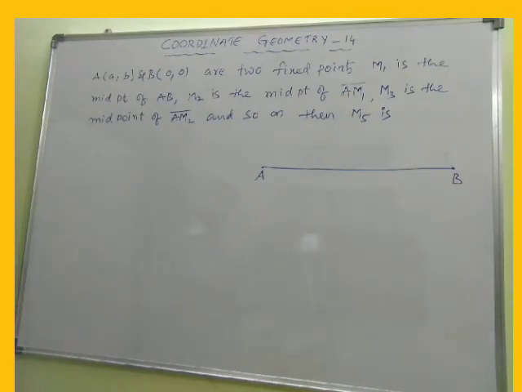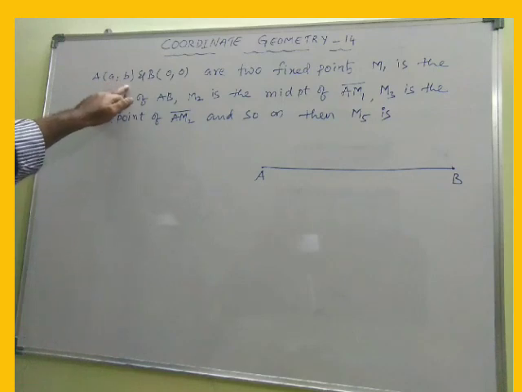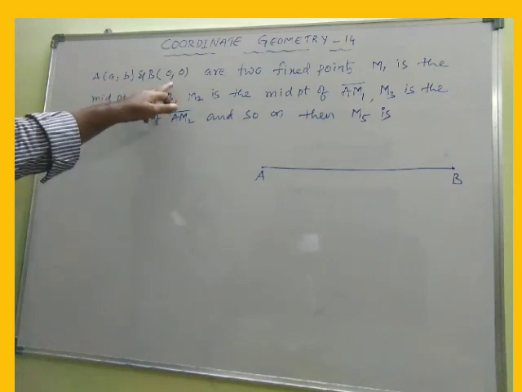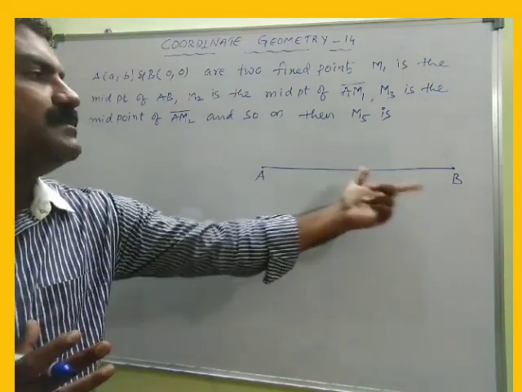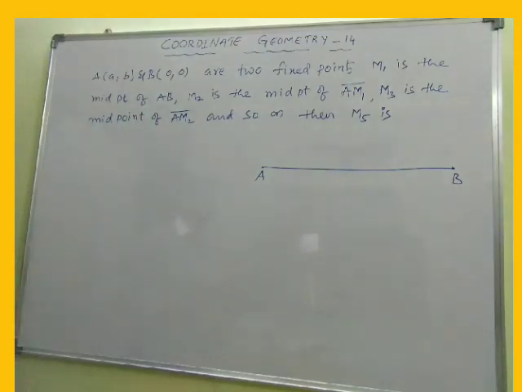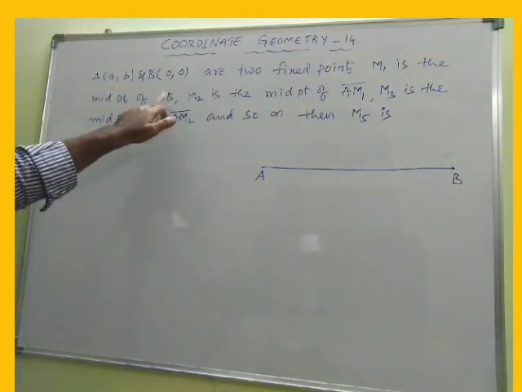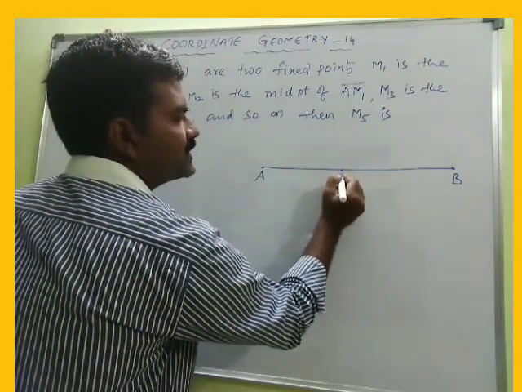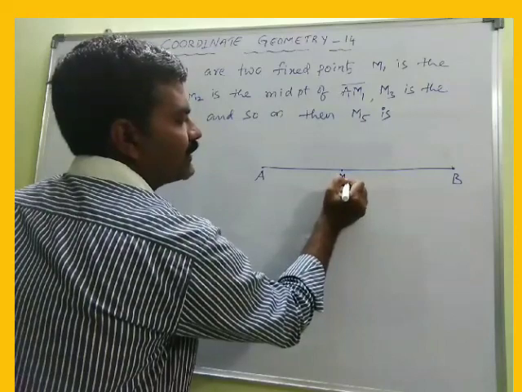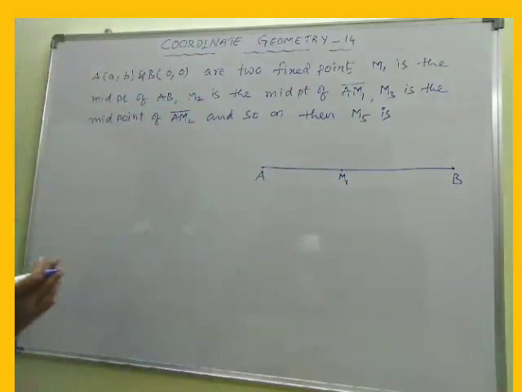So look at this, another beautiful question. Capital A comma B, and capital B, 0 comma 0 are two fixed points. Let it be A and B are two fixed points. Now M1 is the midpoint of AB. Say suppose this is M1, which is the midpoint of AB.